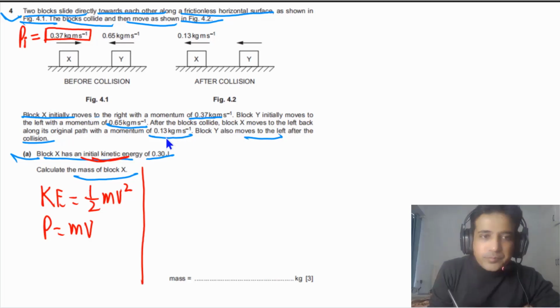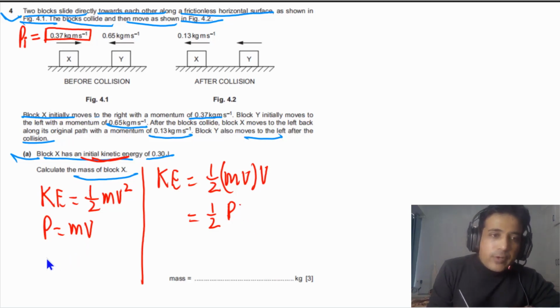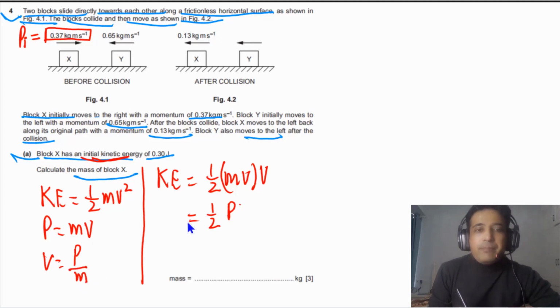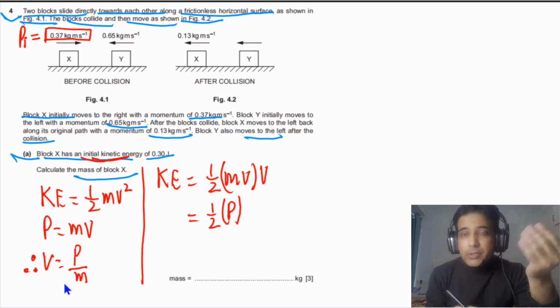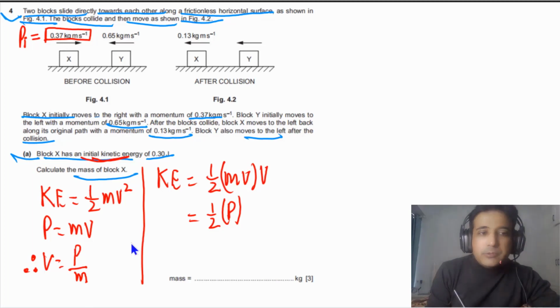So if we take the kinetic energy formula, we can say this is 1/2 mv, and we can multiply this with v. So we get 1/2 mv times v, where mv is the momentum p, and we have v. But v we can also get from here: v will be equal to p divided by m. So we have one p here and another p from here, because we don't have the value of speed, so we have to convert this in terms of momentum. So we can write down speed in terms of momentum. This v is equal to p over m.